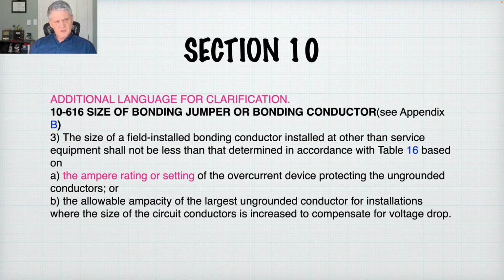A little bit of clarification to table 16. The size of the bonding jumper or bonding conductor. 3. The size of the field installed bonding conductor installed at other than service equipment shall not be less than determined in accordance with table 16 based on the ampere rating or setting of the overcurrent device protecting the ungrounded conductors, or the allowable ampacity of the largest ungrounded conductor for installations where the size of the circuit conductor is increased to compensate for voltage drop.